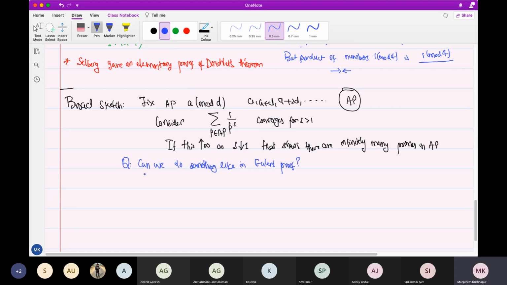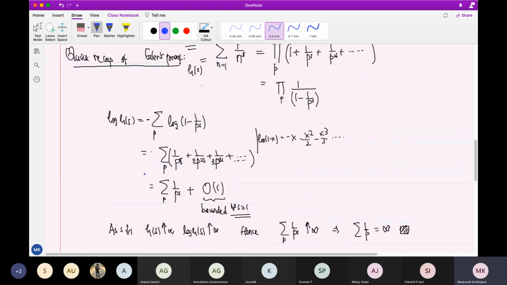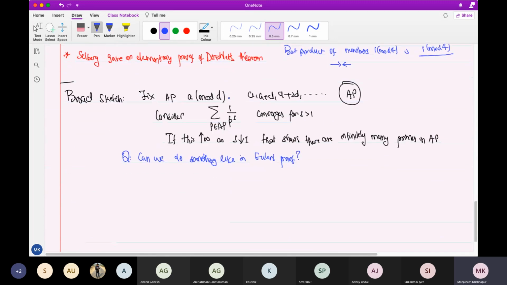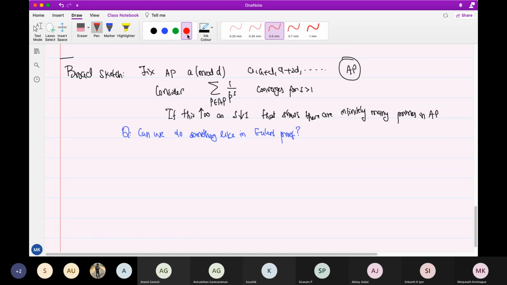So what could be a naive idea? Here we start with the summation of 1 by n to the power s. Naively, you take all n in the arithmetic progression. AP will always mean this arithmetic progression. So 1 by n to the s, and then can we write this as a product, for example?